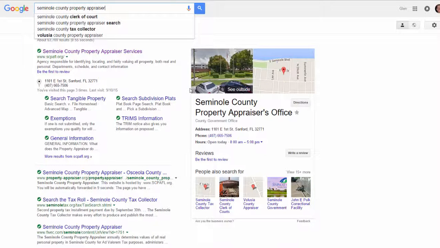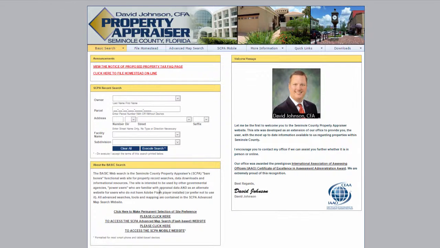Okay, this pulls up the Seminole County Property Appraiser Services website, for this specific county. All the county properties reside within this website. So I click on here. This opens up, and here's where I can place the address or the owner's name and have it pull up the property parcel and give me all the details for this specific property.